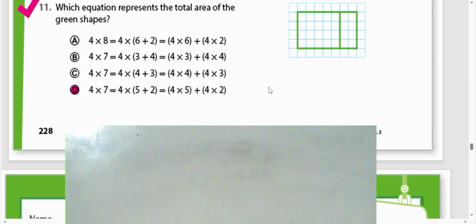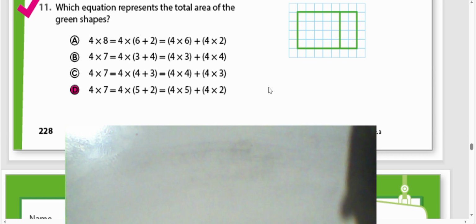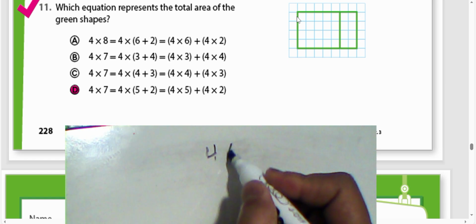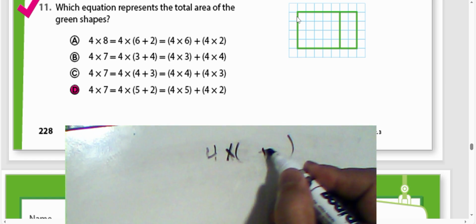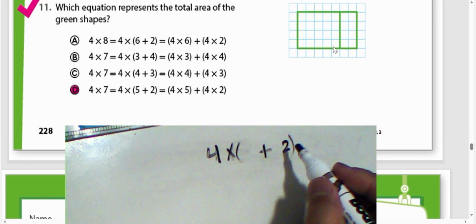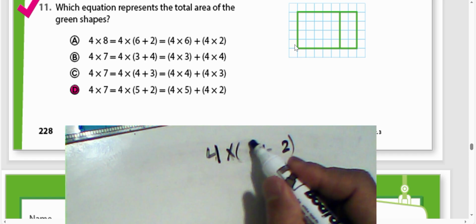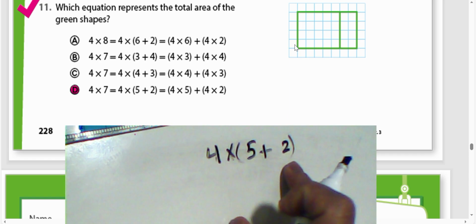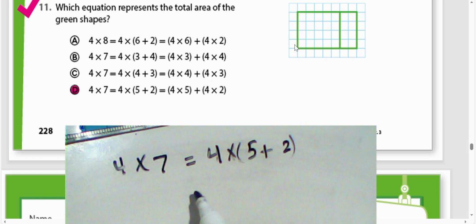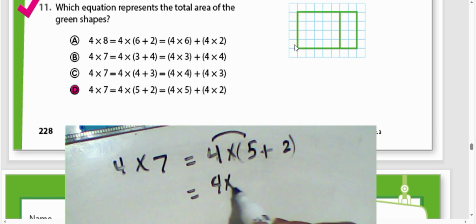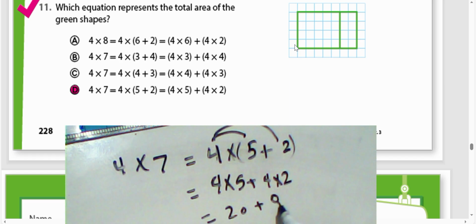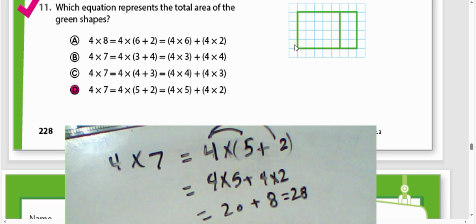Next question, assessment practice. Which equation represents the total parts? Count with me, length and width. We have 1, 2, 3, 4. The product by the sum of two numbers. We have here 1, 2 parts, and here 1, 2, 3, 4, 5. 4 times 5 plus 2. We know 5 plus 2 is 7. Then we have 4 times 7. We can use distributive properties. 4 times 5 plus 4 times 2. 4 times 5 is 20, and 4 times 2 is 8. So collect together, it will be 28.